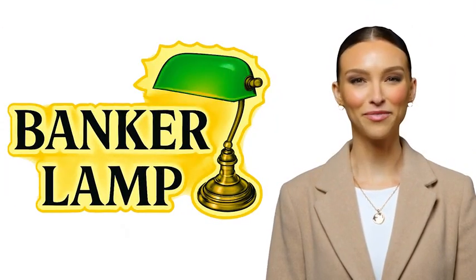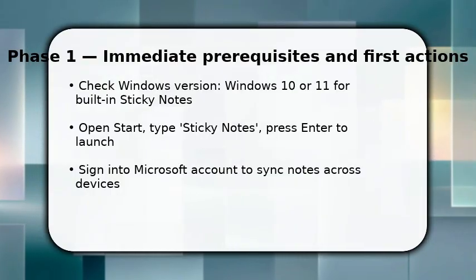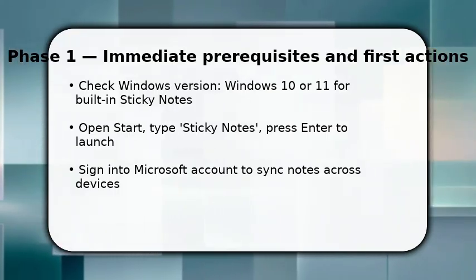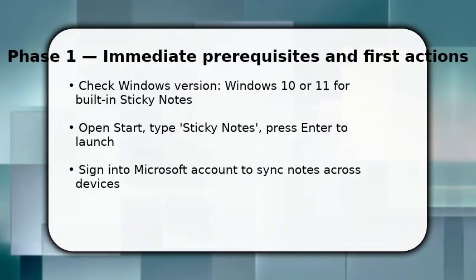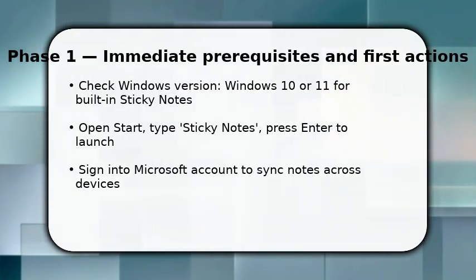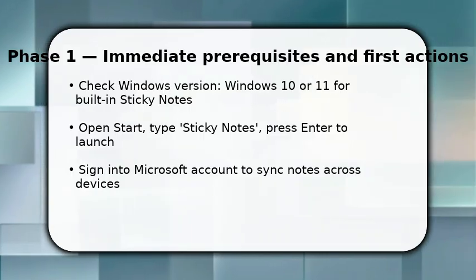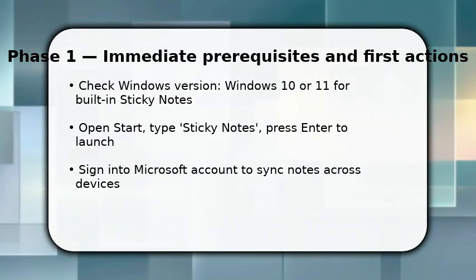Please enjoy the video. You start by confirming you have Sticky Notes available, Windows 10 or 11. Open Start, type Sticky Notes and press Enter. That launches the app immediately. If you want cross-device access, sign into your Microsoft account now. This syncs notes to OneDrive.